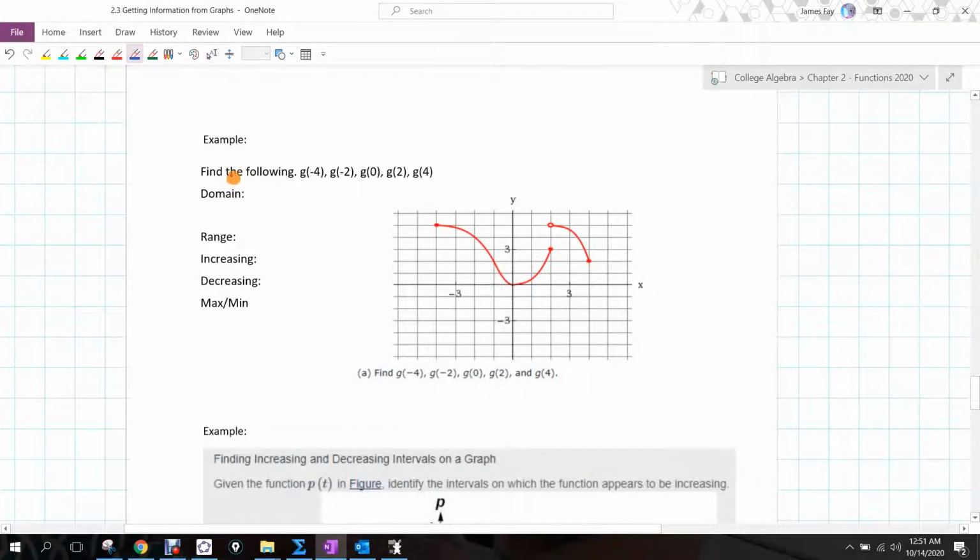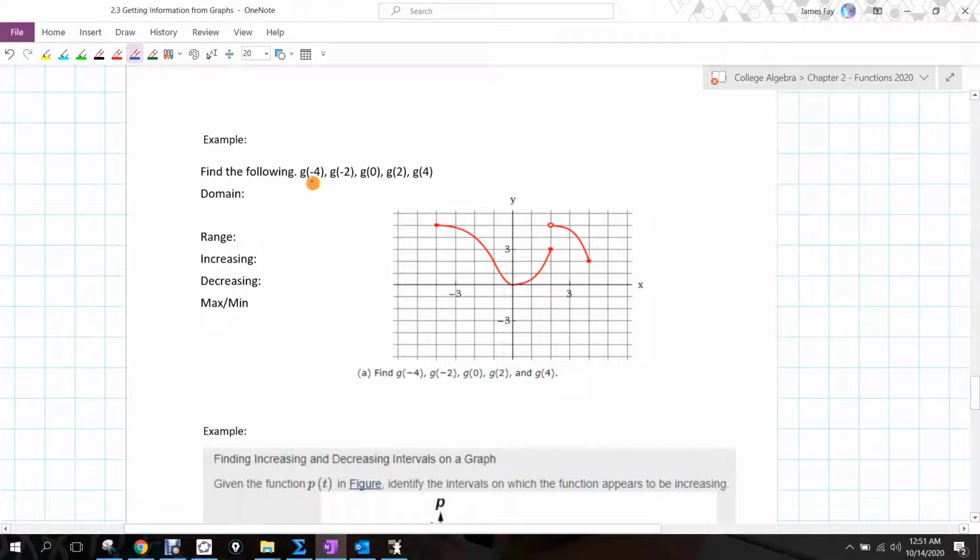The first one says find the following. So find g of negative 4. So this function here is g. It's a piecewise function. It must pass the vertical line test. The only question would be, does it pass the vertical line test right there? And it's an open dot and a closed dot, so it does pass.